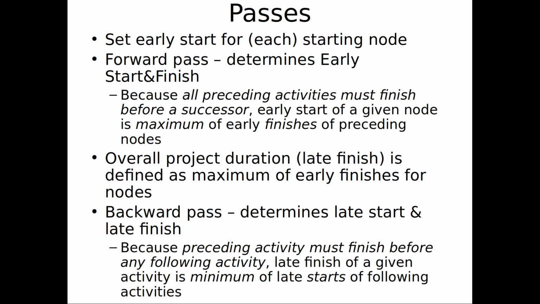The backwards pass is going to compute how much time the whole project would take, and then it's going to compute successively backward from there: the latest a given activity can finish without delaying the whole project, and then the latest that it can start without delaying the whole thing. Okay?